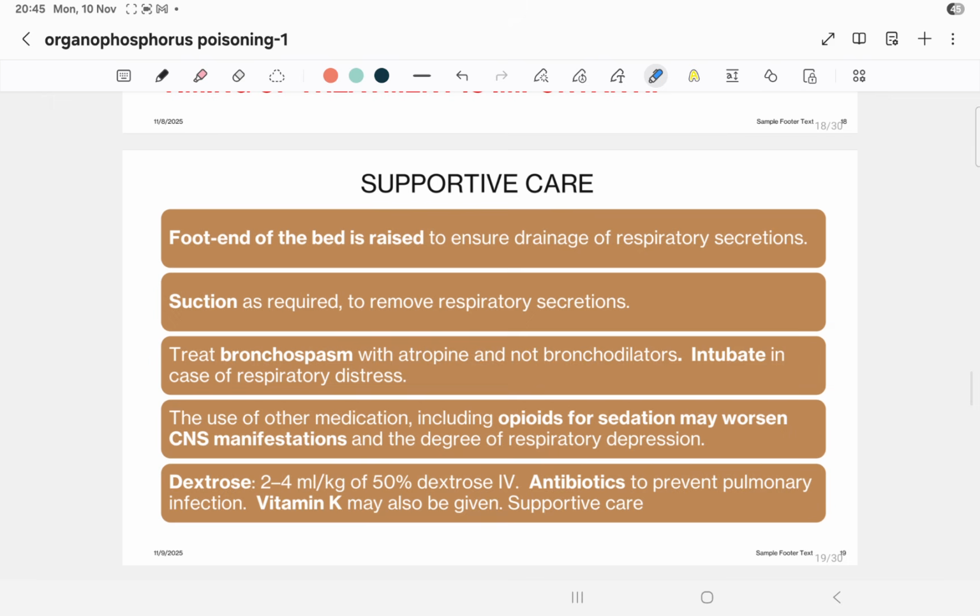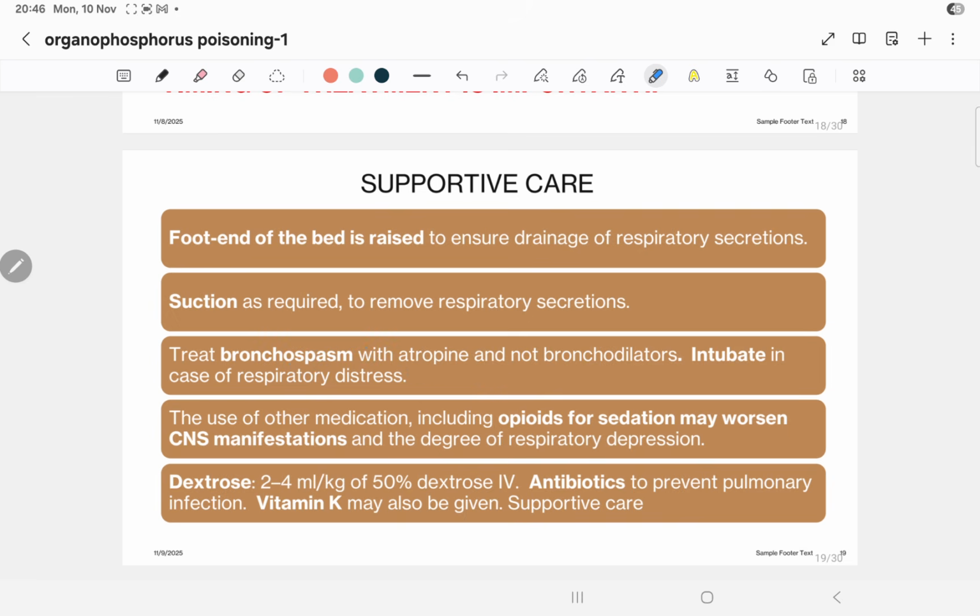Supportive care. We will raise the foot end of the bed to drain the respiratory secretions. We will do suction as required. We will treat bronchospasm with atropine and not bronchodilators. Why? Because this bronchospasm is due to the secretions.